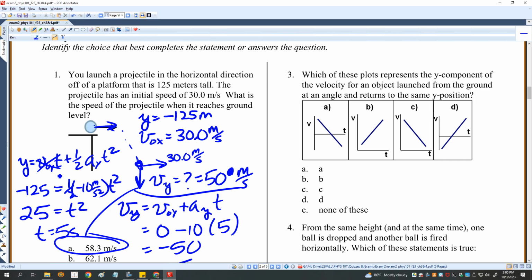Which of these plots represents the y component of the velocity for an object launched from the ground at an angle and returns to the y position? So that's this situation. The y component of the velocity is initially big and positive, it gets smaller, it goes to 0, and then it gets small and negative, and then bigger and negative. So that's the right answer.